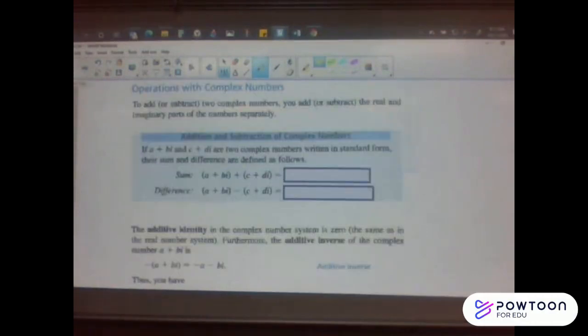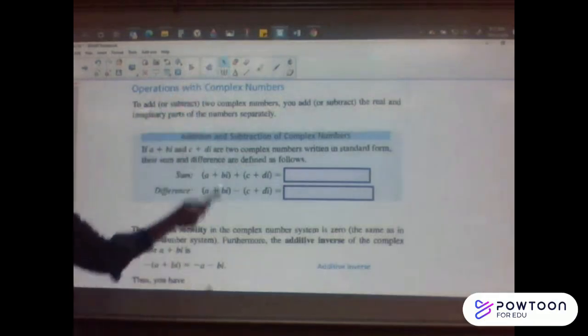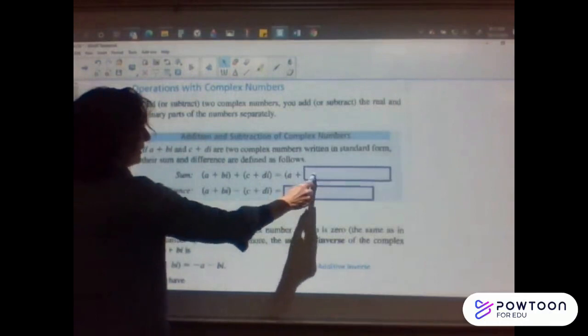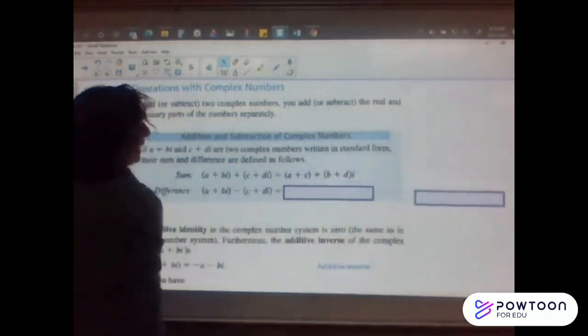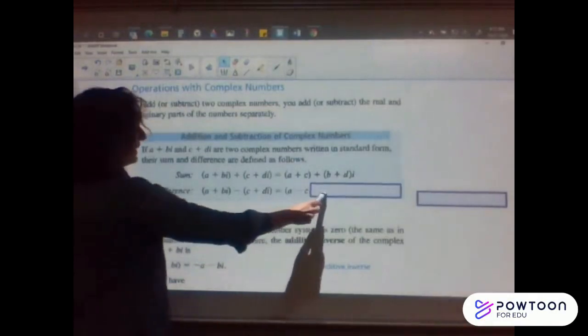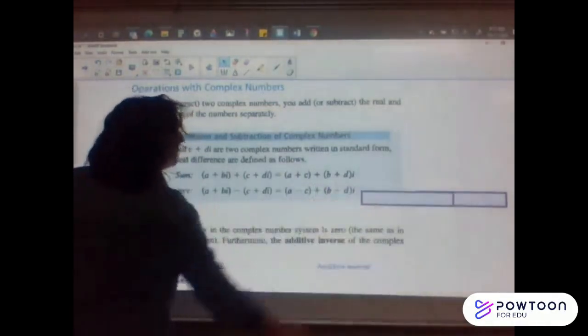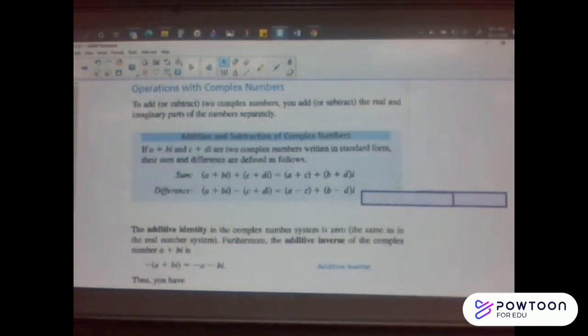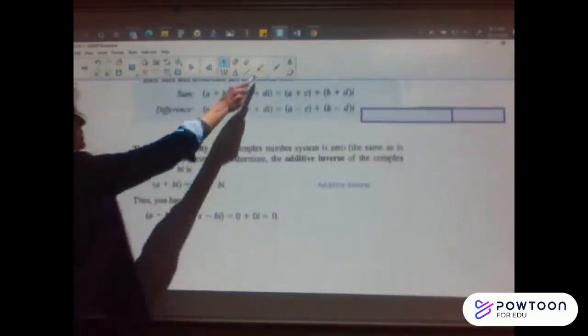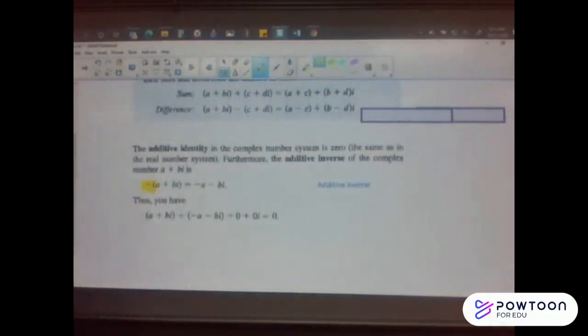And we can take complex numbers and add them together. So if I have A plus BI plus C plus DI, you add the A and C and then add the B and D. And the same thing with subtraction. You can subtract the A and C and then subtract the B and D. We can distribute through our complex numbers. So if we have the negative of A plus BI, you distribute that negative sign.